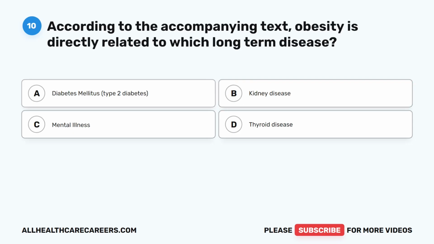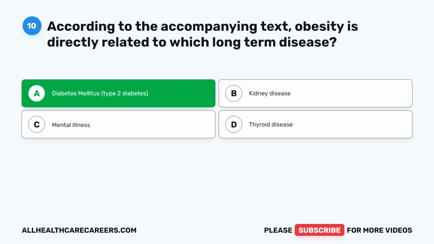Question 10. According to the accompanying text, obesity is directly related to which long-term disease? A. Diabetes mellitus, type 2 diabetes. B. Kidney disease. C. Mental illness. D. Thyroid disease. The correct answer is A. Diabetes mellitus, type 2 diabetes.